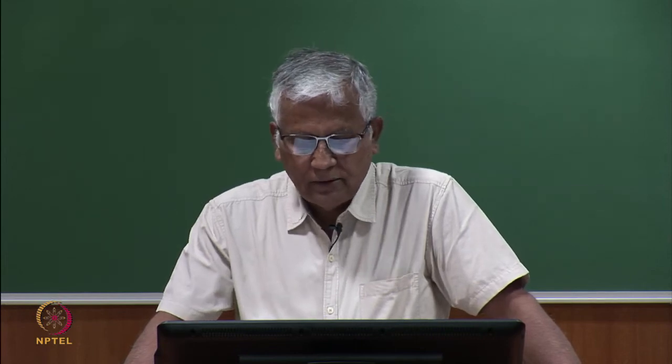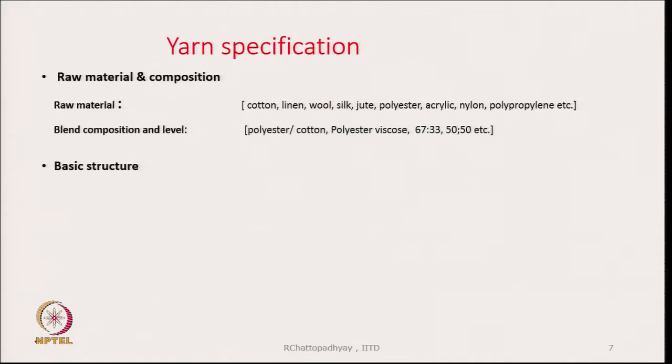So, we can have a binary blend as shown here, we can have a tertiary blend where there could be 3 different components also. So, different types of blend levels are possible, and the manufacturers can give you yarns with 2 components, 3 components, or even 4 components sometimes.